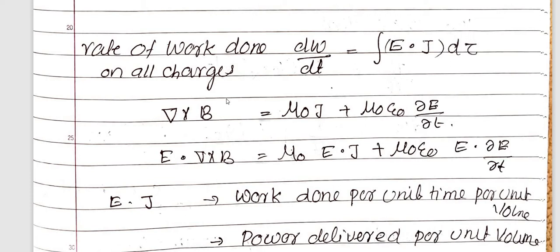So for that we write this last Maxwell's equation, and then make a dot product with E, that is E dot del cross B equal to μ0 E dot J plus μ0 ε0 E dot ∂E/∂t. E dot J is the work done per unit time per unit volume. Work per time is power, so E dot J is nothing but the power delivered per unit volume.